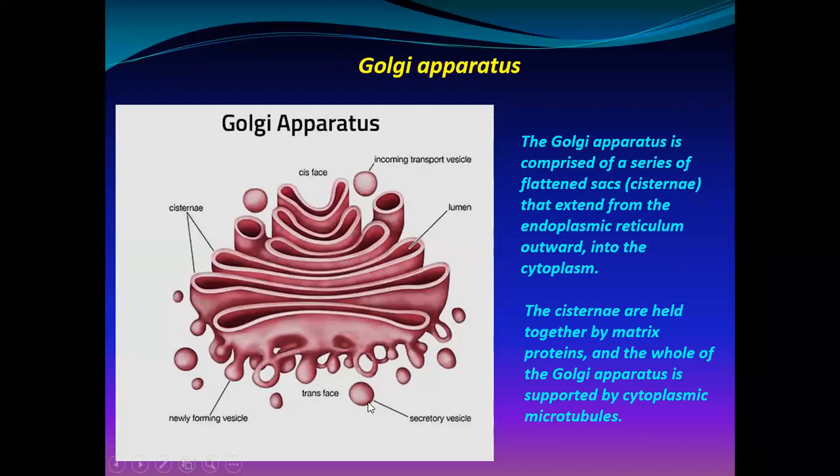Now this vesicle is already secreted. This is called a secretory vesicle. Sometimes an incoming vesicle is also shown here. That also comes and fuses, and then materials will be released inside the lumen of the Golgi apparatus. Okay, so you can see the transport between the endoplasmic reticulum and Golgi apparatus is very important in cellular function.